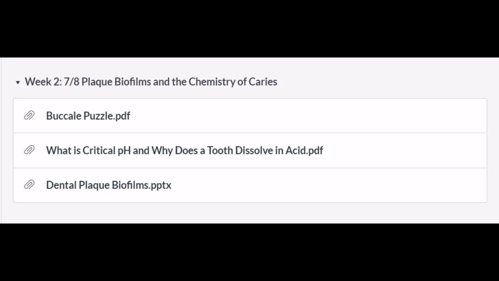arrested and reversed. So it's a little bit of a paradigm shift because instead of filling all cavities, now we're trying to decide which cavities we have to fill. Because the non-cavitated lesions can be remineralized, whereas the cavitated lesions, we're still stuck with doing fillings on those. But we know how to do fillings really well, so most of the latest research has to deal with figuring out better ways to remineralize these initial lesions.